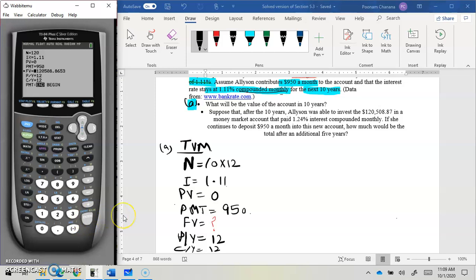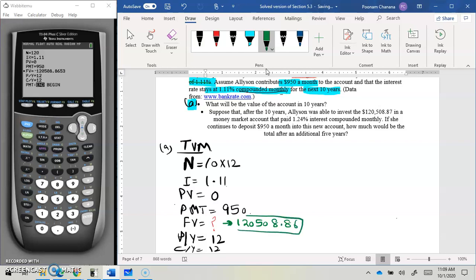What do you get? So that means we have our answer here. At the end of 10 years, she will have how much money in her account? This much money we got from the calculator. She will have in her account at the end of 10 years. Let's read part B.